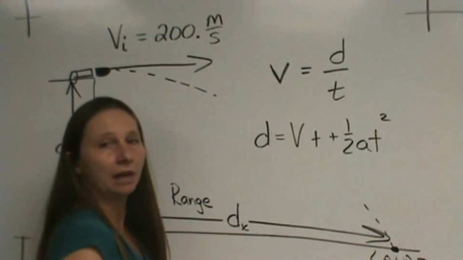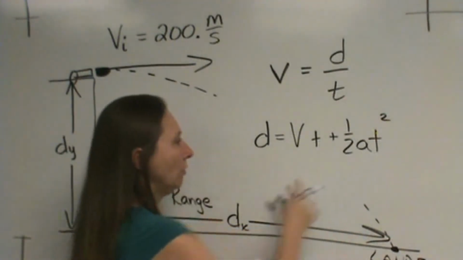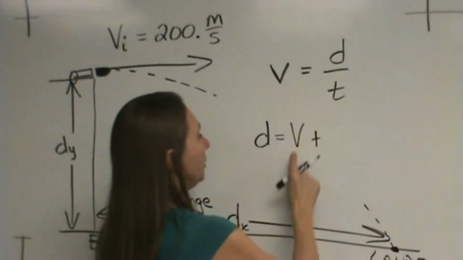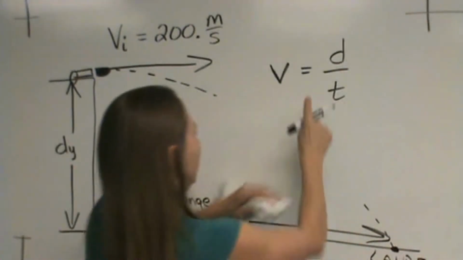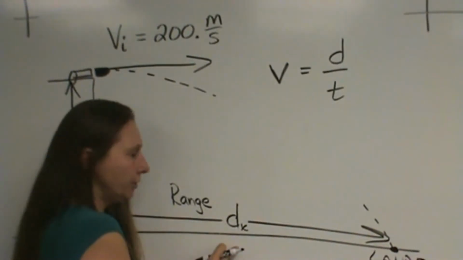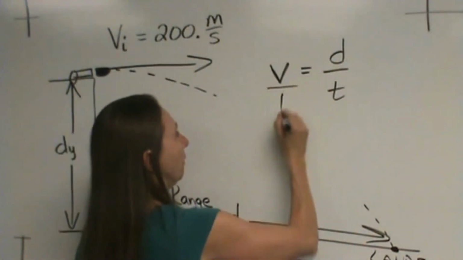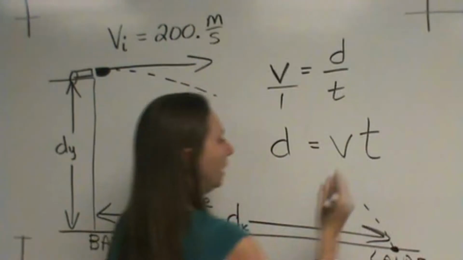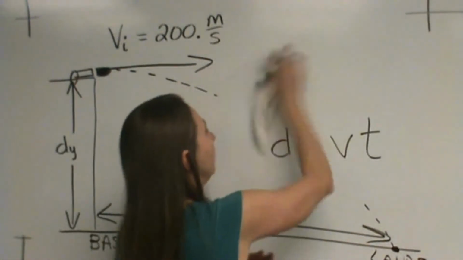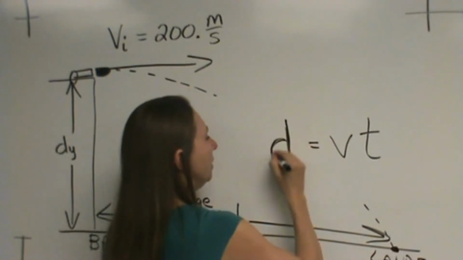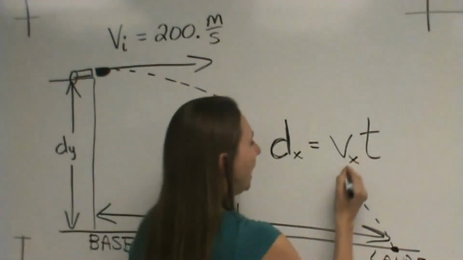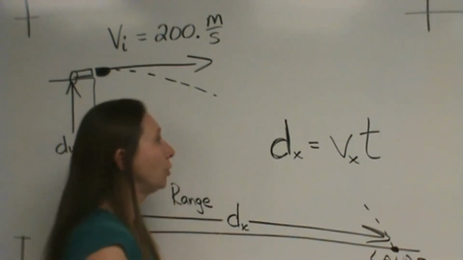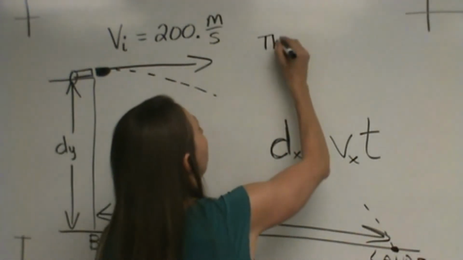Take this equation, you're trying to find the range, solve for d, all right, v over 1. So d times 1 equals velocity times time. Okay? Now, I'm going to say dx equals vx times t. And I am now going to give it a nickname, I'm going to call it the range equation. The range equation. dx equals vx times t.